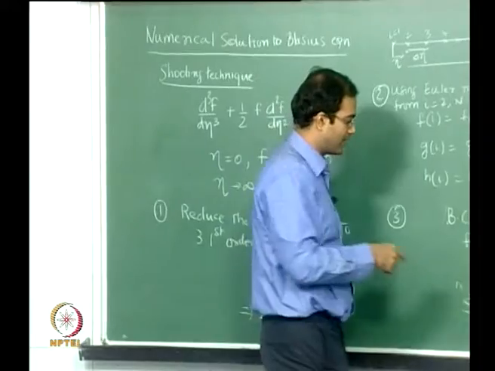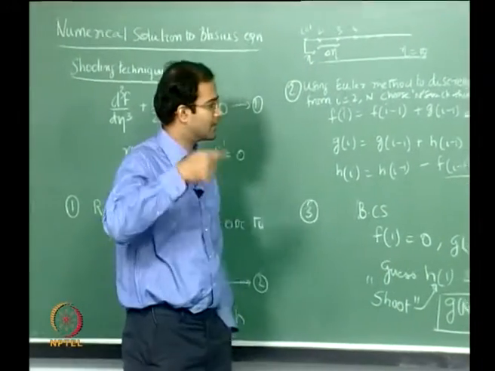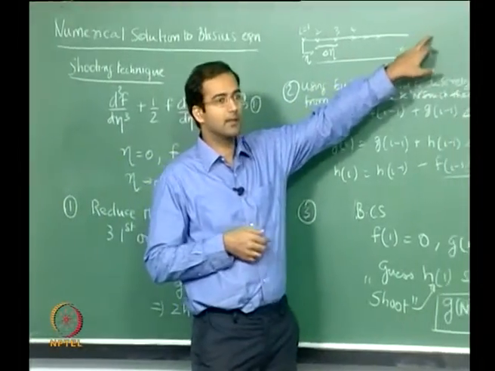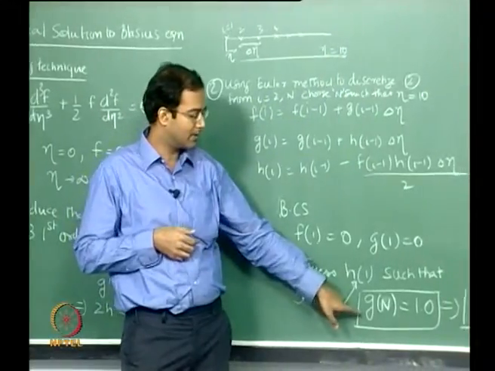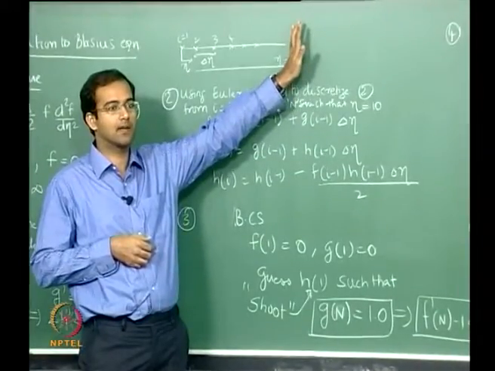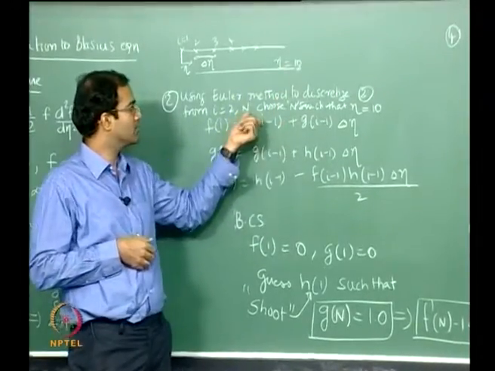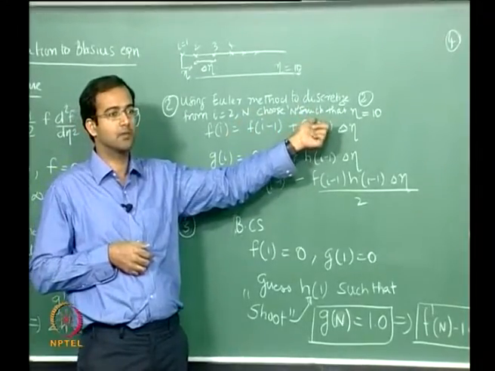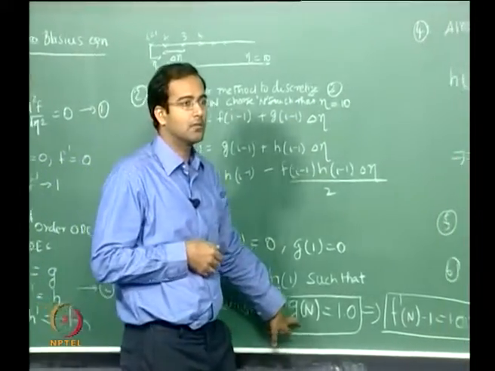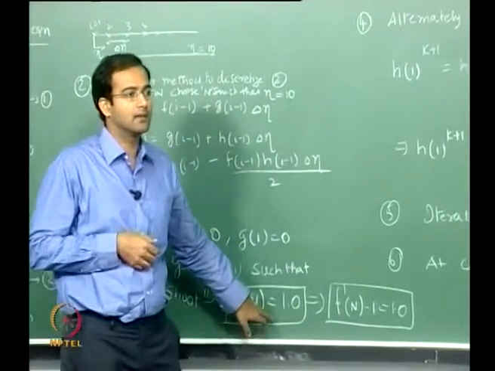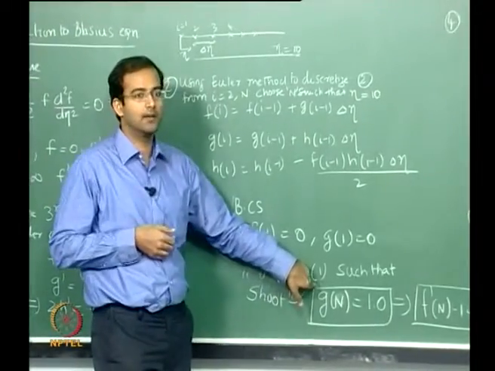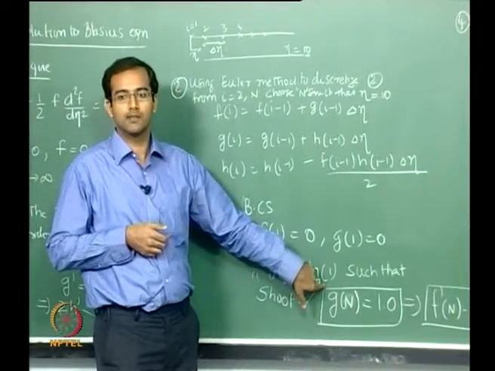You guess the value of h at 1 and you just substitute, and then you do the marching process, go all the way till eta equal to 10, and then you find out whether g at n, where n corresponds to eta equal to 10, the last point. So you have to choose n number of points such that the nth point corresponds to eta equal to 10. At the nth point, the value of g should be equal to 1. If this is satisfied, that means your guess for h of 1 is correct, right? This is why it's called a shooting method.